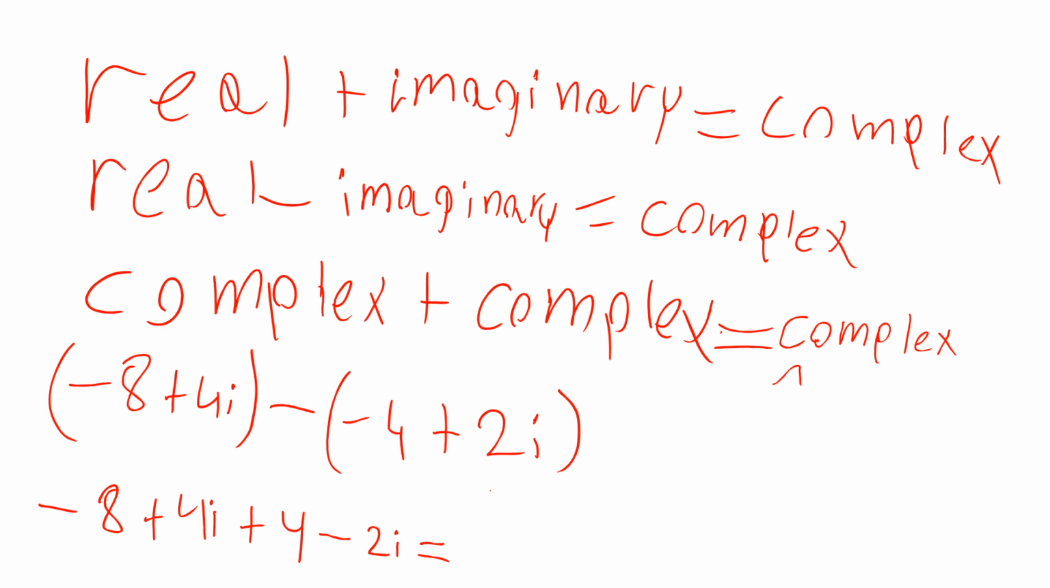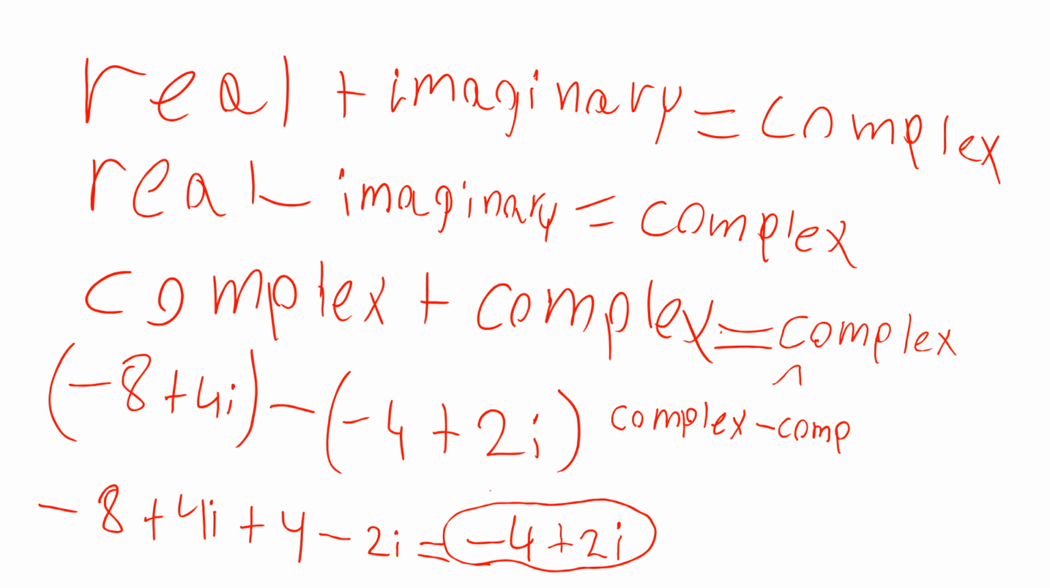And like we did last time, combine our like terms. Negative 8 plus 4 is negative 4. 4i minus 2i is going to give us 2i. And so our answer is negative 4 plus 2i. And now we know that a complex number minus another complex number is a complex number.